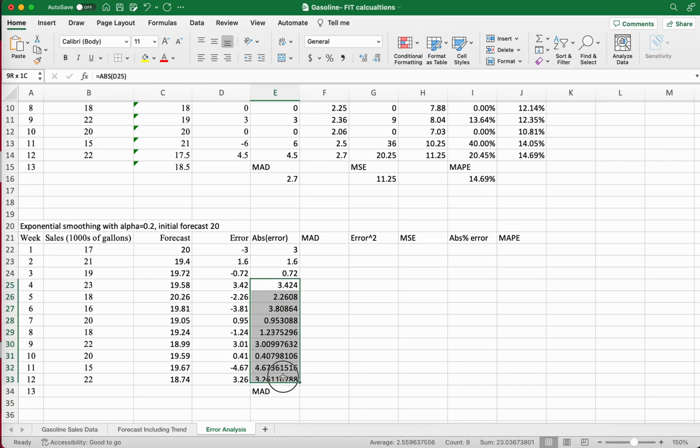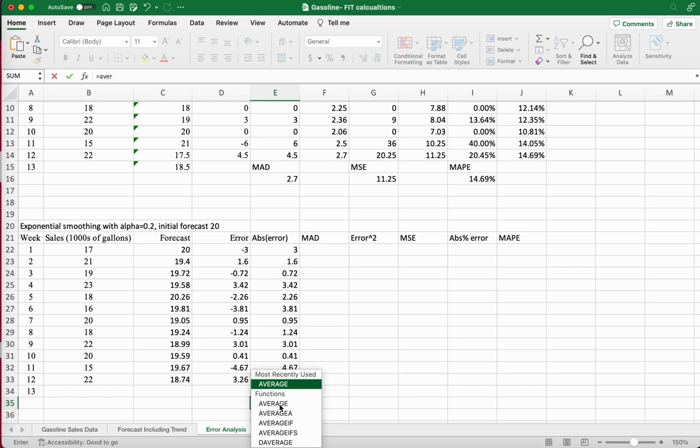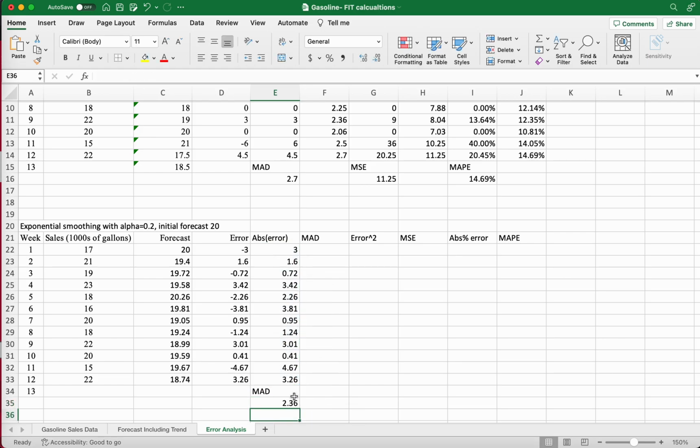There you go. This is the average of all my absolute error values, and that'll be 2.36, right? So my MAD here is 2.36. The earlier method has an MAD of 2.7, so this is a better method than that.